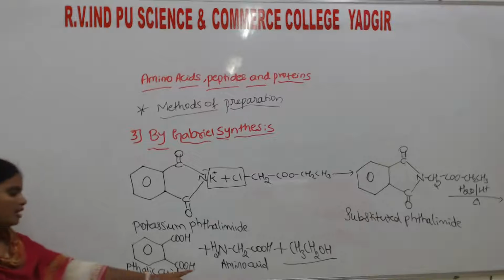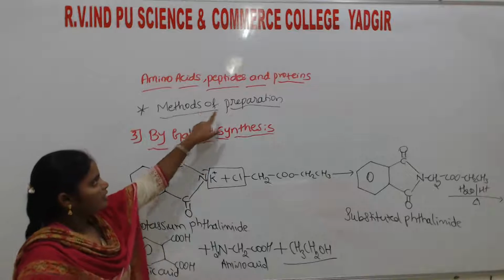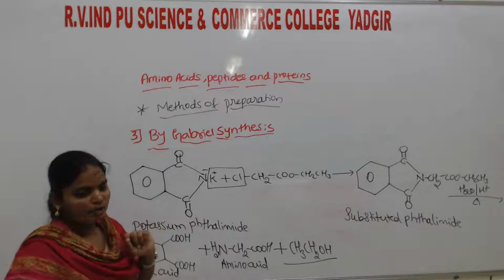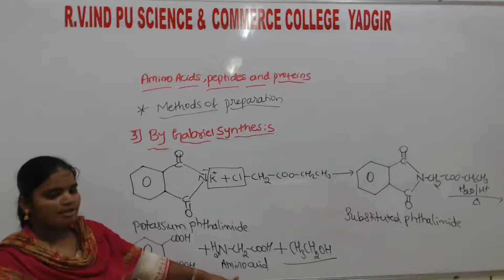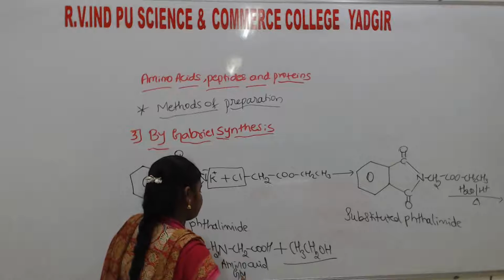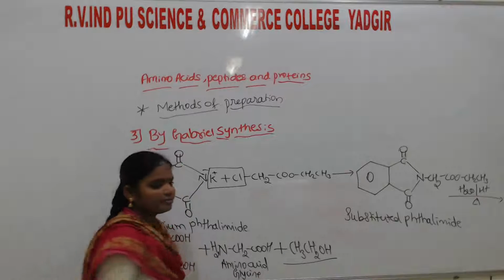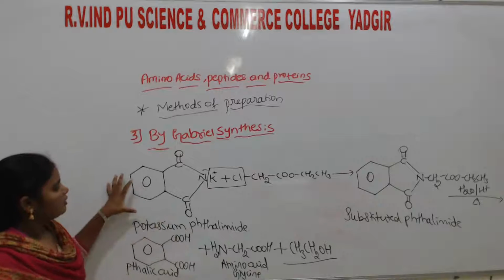It forms an amino acid. Here you are learning the methods of preparation of amino acids. The amino acid formed has the special name glycine. This is glycine. The amino acid is formed here.